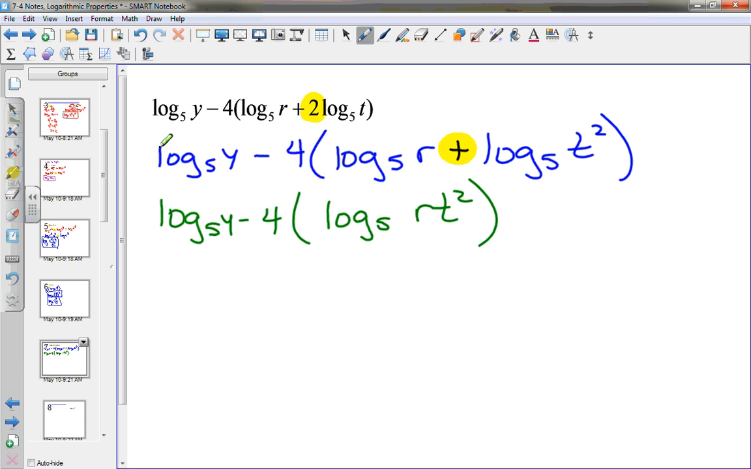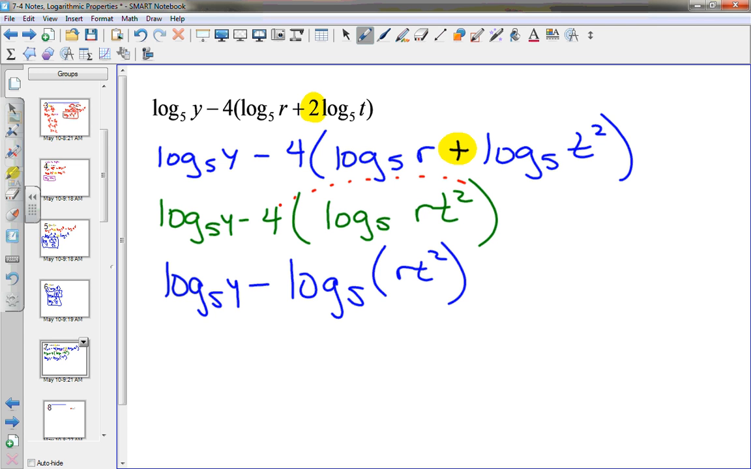What does the negative represent? The negative represents division, so we have to do the 4 first. So that 4 is going to come over here on each one of those. Do we see that? So I'm going to have log base 5 of y minus log base 5 of r t squared raised to the 4th power. Why is that? Because that 4 is attached by multiplication, and in the log world, multiplication means an exponent property.